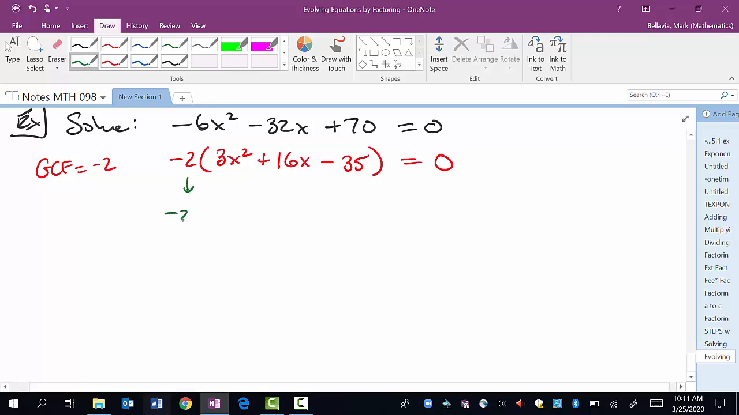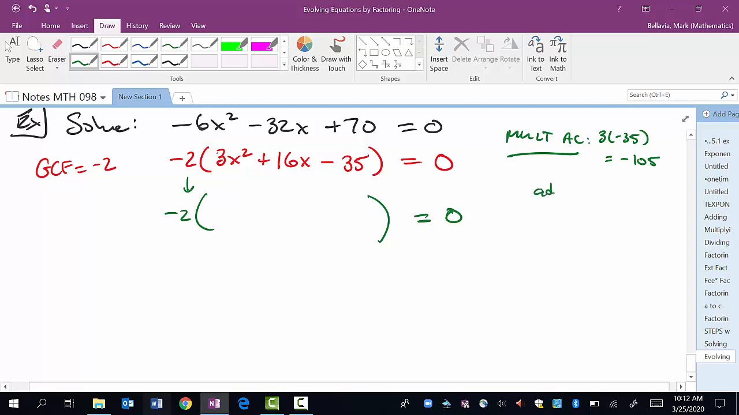So -2 in front stays -2. The parentheses around this whole thing are still the parentheses around this whole thing. And this whole thing is still going to equal 0. But doing an AC method on the inside of this, make sure you know you're doing it to the inside of this, not the original problem. You want things that multiply to AC. AC, remember this is A, B, and C in terms of the coefficients. So AC is 3 times -35. So we want things that multiply to a -105.